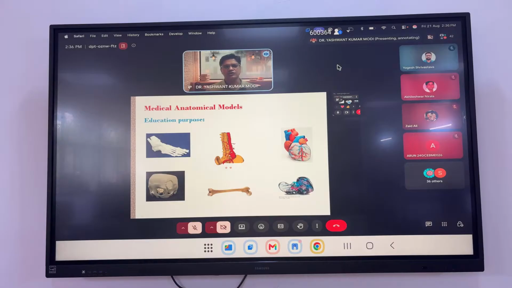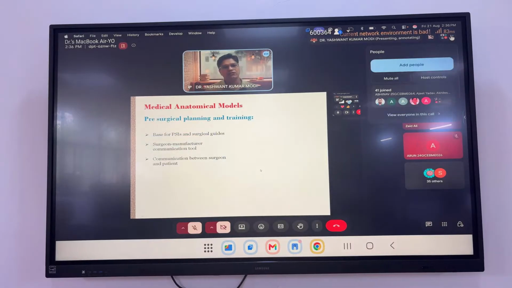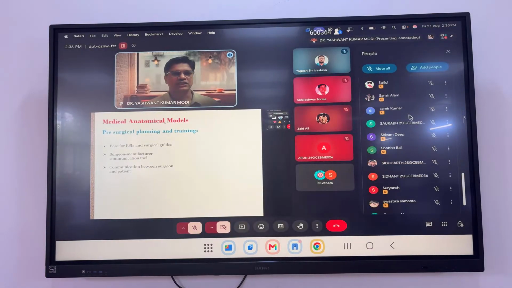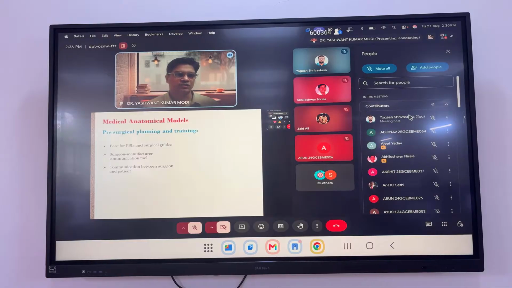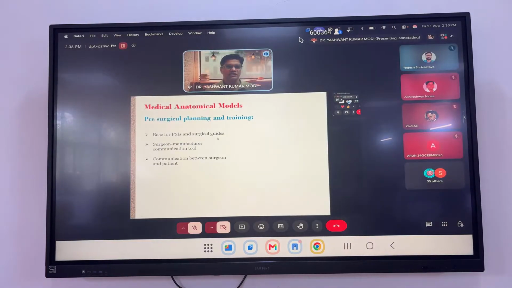Of course, if you want to print a customized item, then we have to go through a specific process that I will show you a little later, right? Then, if we talk about pre-surgical planning and training, these anatomical models are used for patient-specific implants and surgical guides. They are very good as a surgeon-manufacturer communication tool, and they are also very good for communication between surgeon and patient.